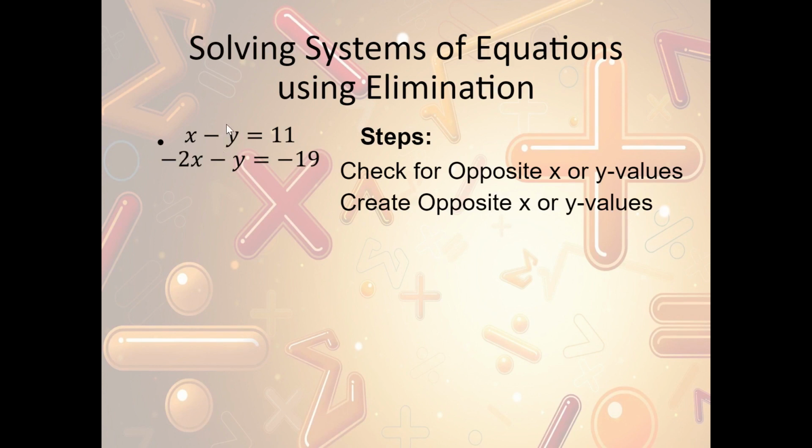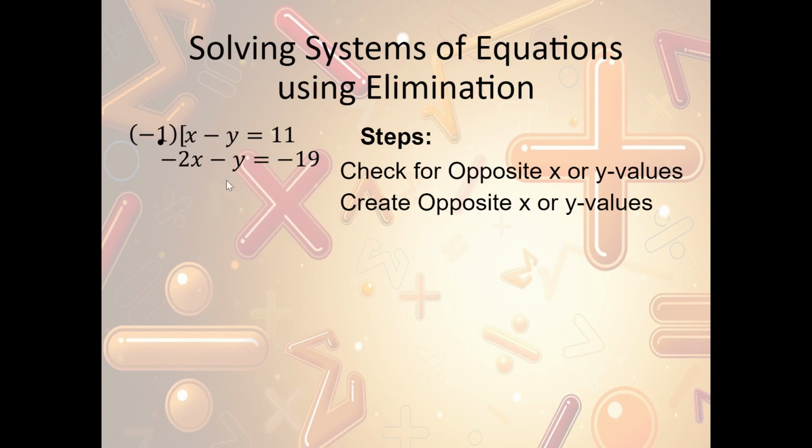So in this case, the easiest looks like it might be the y's, because we could just multiply one of these by a -1, and that gives us a +y and a -y. But we could also do the x's. We could multiply this whole thing by 2. That gives us a +2x and a -2x. But we're going to go ahead and do the top one by -1. If we multiply the top one by -1, we get positive y and negative y.